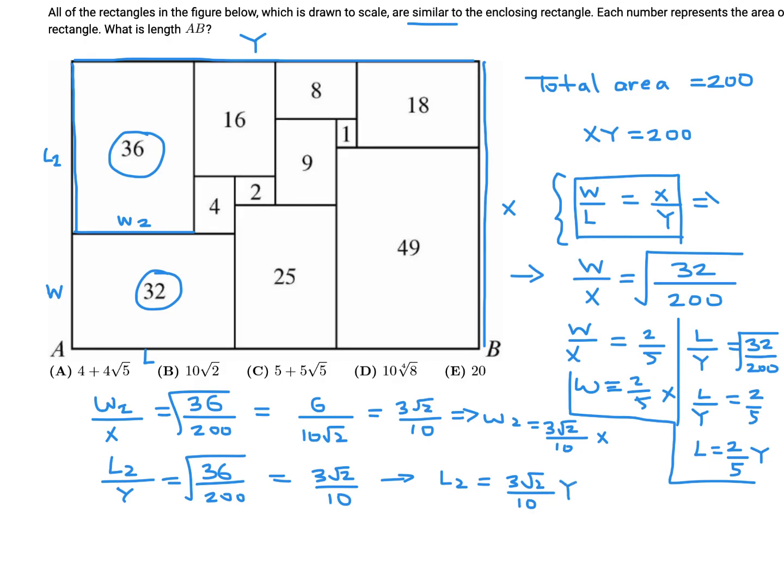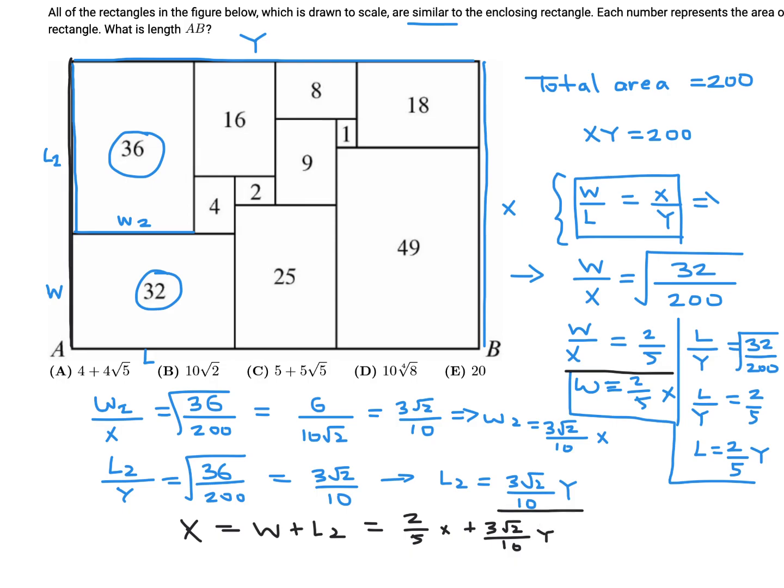Got it? And we also know that this whole side from top to bottom, that we denoted as x, is equal to W plus L2, correct? So substitute it in. W is, where is it? W somewhere. Oh, here it is. It's 2 over 5 x, and L2 is right here. So plus 3 root 2 over 10 y.